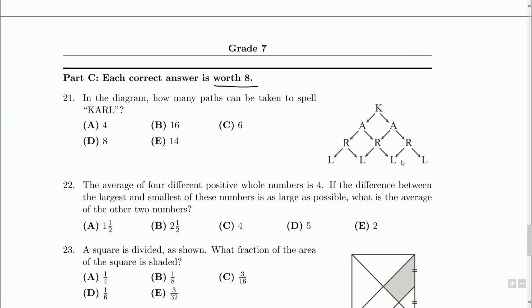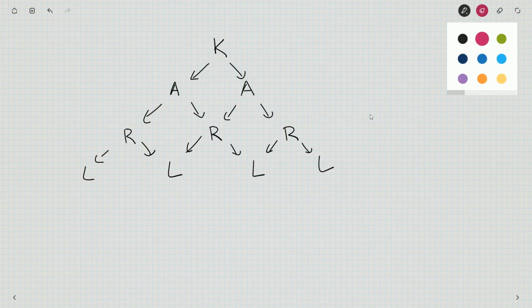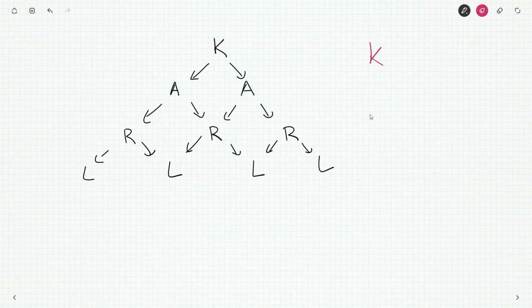If you haven't seen a question like this before, it's actually kind of interesting. There's a nice way to do it. So if I'm spelling out Carl, I have to go to a K, then I have to go to an A, then an R, and then an L, right? Well, how many ways are there for me to get to this K? And you think about it and you convince yourself there's really only one way to get to this K. You start at the K.